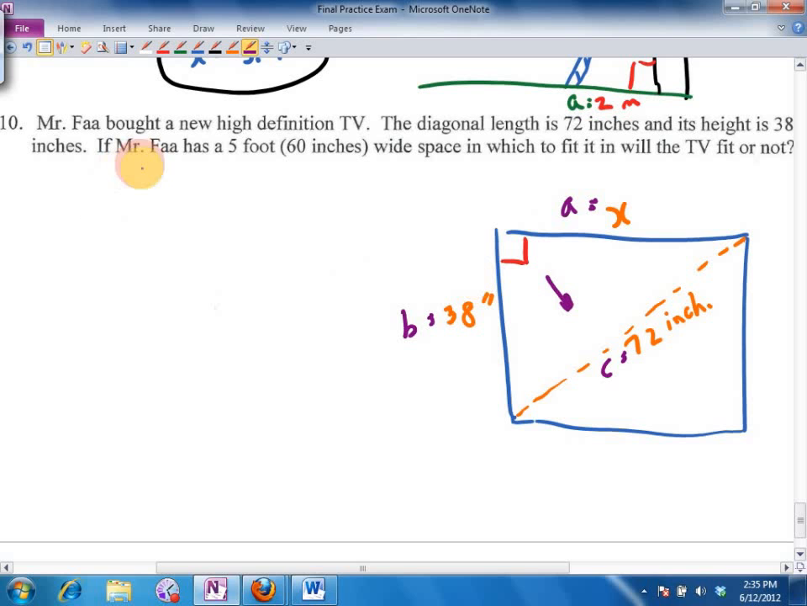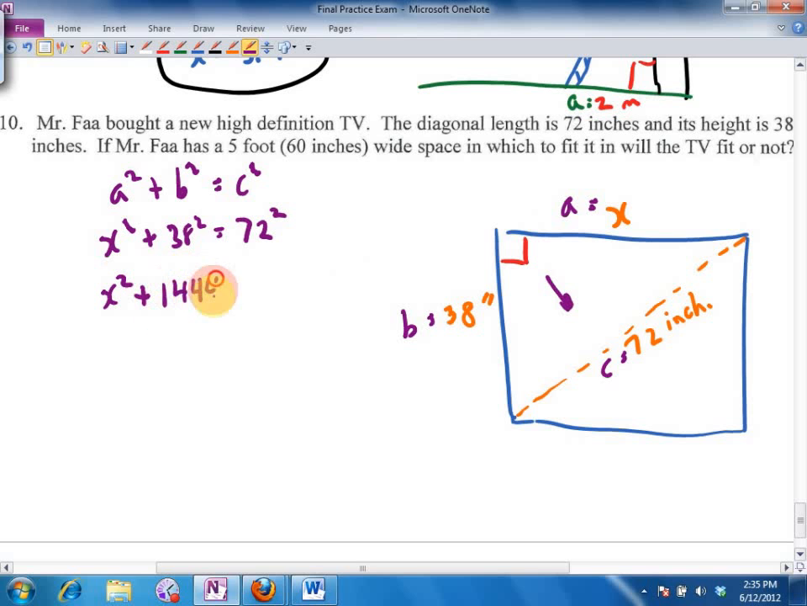Let's see. Let's do this now. So A squared plus B squared equals C squared. I like to write it out just in case. So X squared plus 38 squared. This is going to be tough numbers. Hopefully you got calculators for the test. Okay, so X squared plus 38 times 38 is 1444. And 72 squared is going to be 5,100 maybe and something? 5184. 5184, thank you.